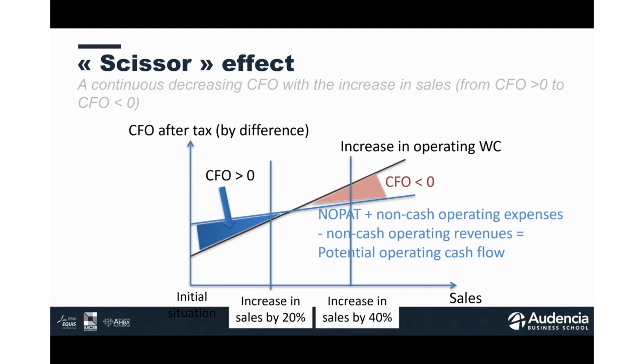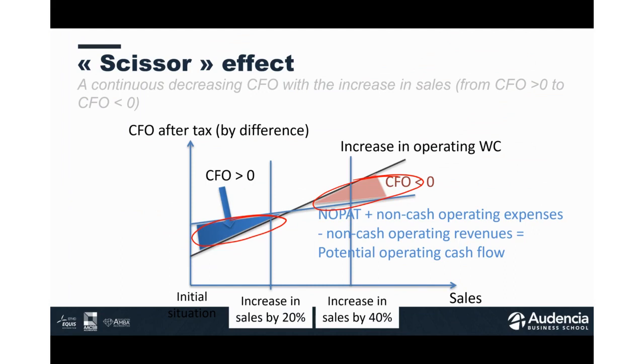Sometimes when you increase your sales revenue too much, you transform a positive operating cash flow into a negative operating cash flow. So generally, as an investor, you don't want to invest in this kind of company because the operating cash flow is negative with the highest growth rate.